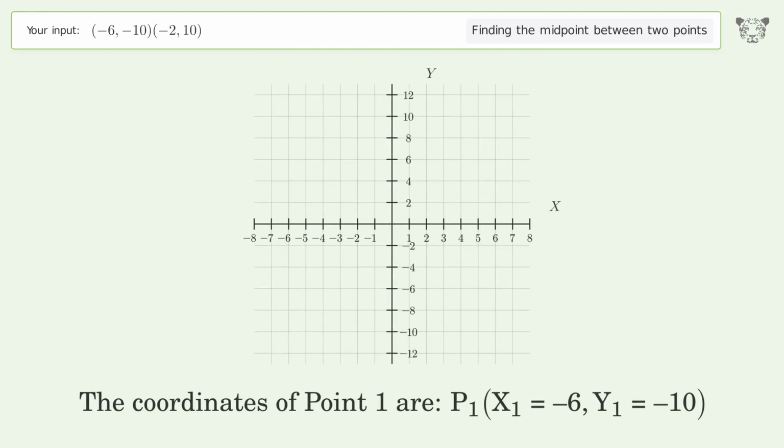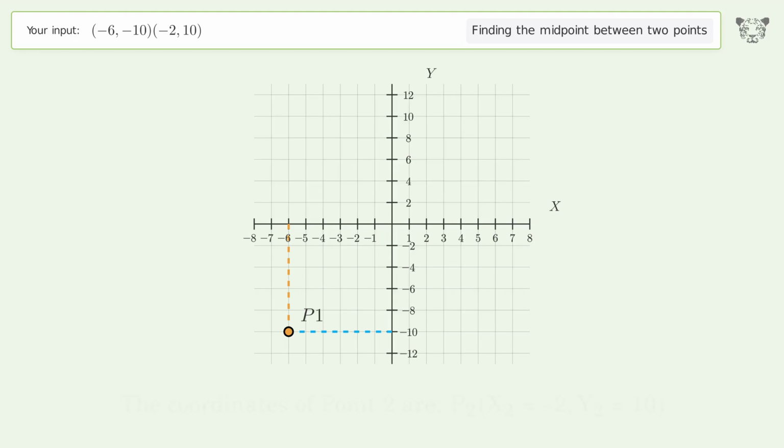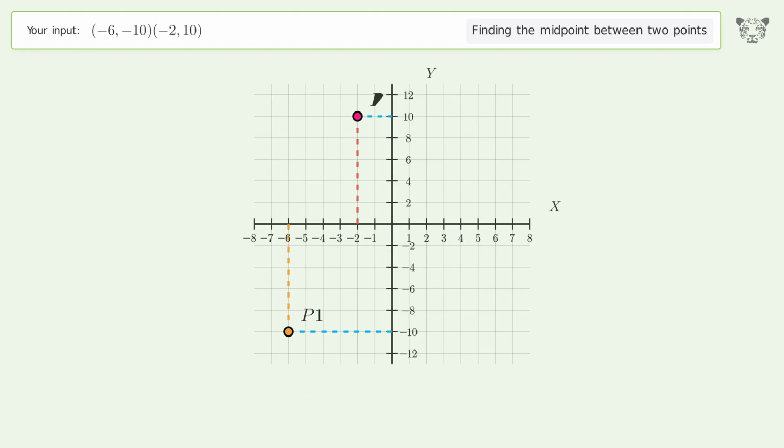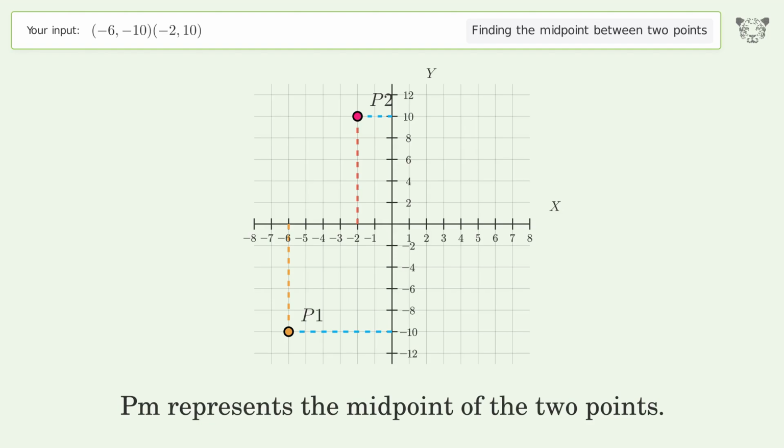The coordinates of point 1 are x1 equals -6, y1 equals -10. The coordinates of point 2 are x2 equals -2, y2 equals 10. PM represents the midpoint of the 2 points.